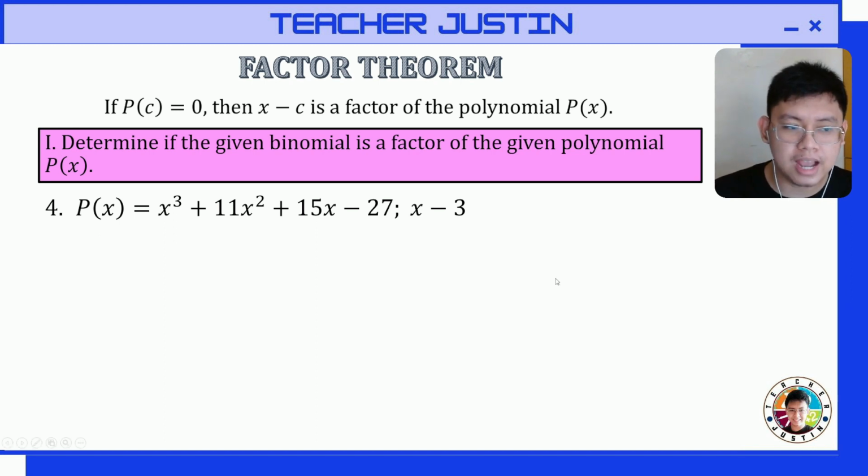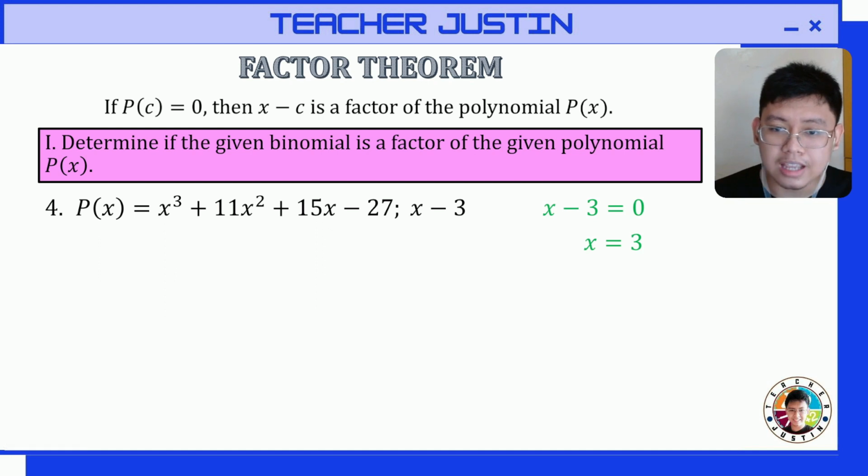So, ang first step natin is for us to equate our binomial to 0. Then, let's solve for the value of x. So, lipat natin si negative 3 to the other side. Changing the sign, we have x is equal to 3. So, let's use the value of x and replace all variable x in our polynomial function by 3.